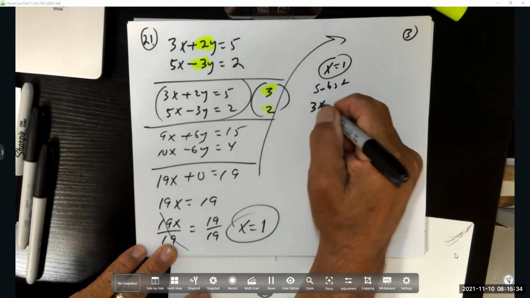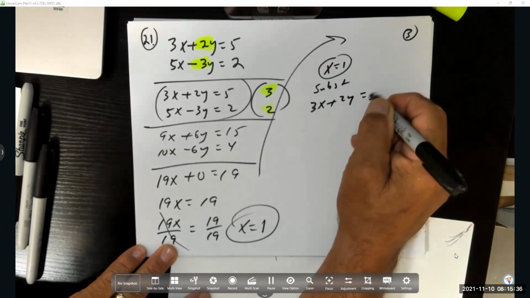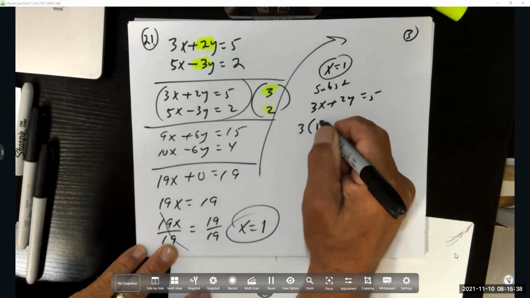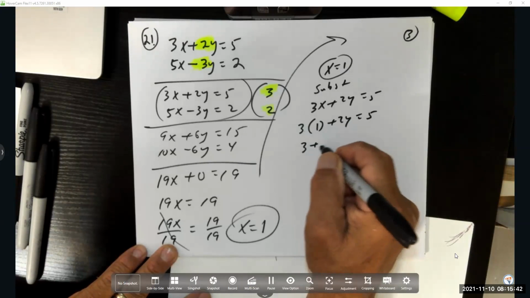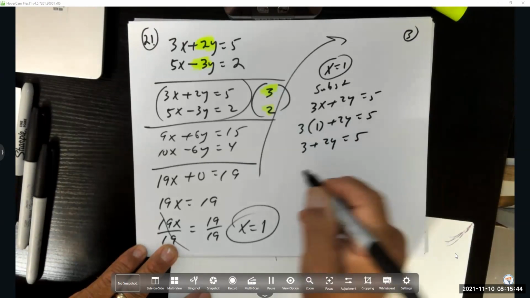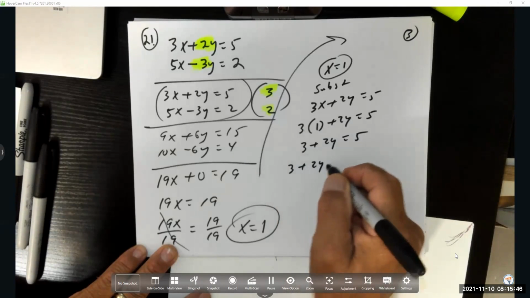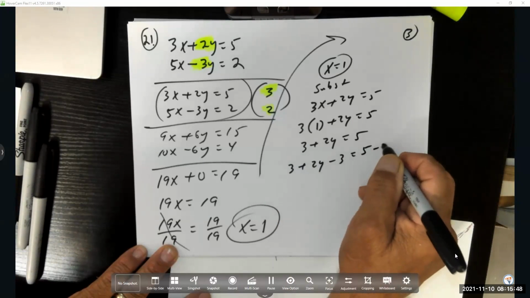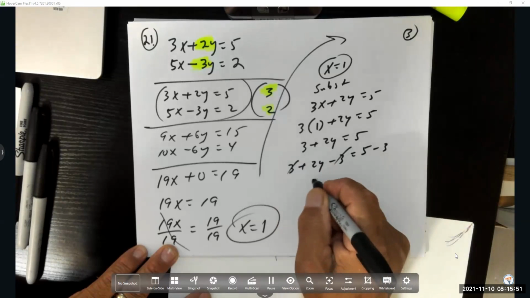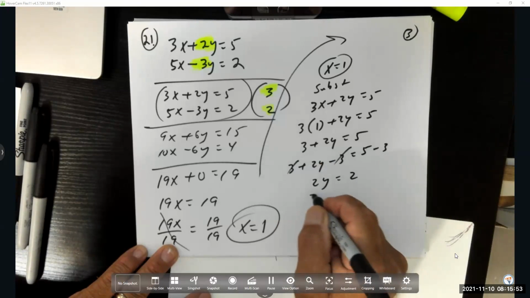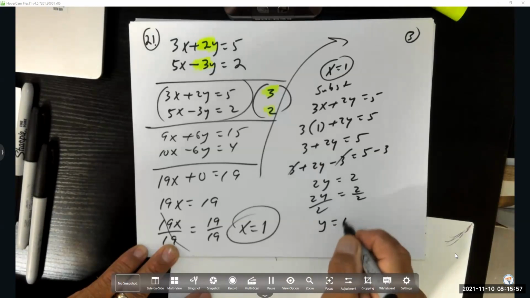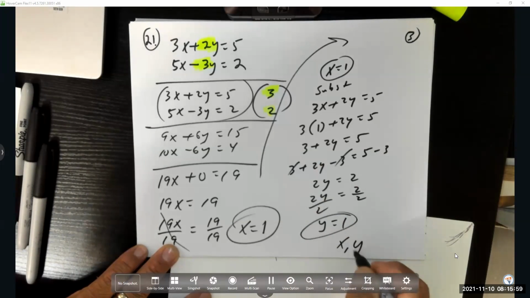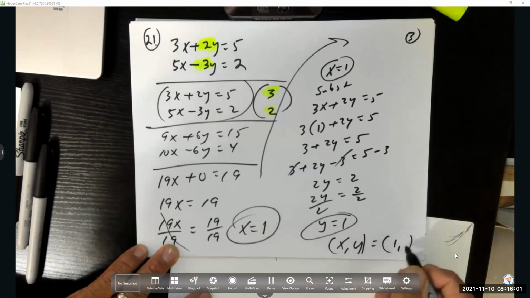So 3x plus 2y is 5. So 3 times 1 plus 2y equals 5. So 3 plus 2y equals 5. 3 plus 2y minus 3 and 5 minus 3. These are gone. So 2y equals 2. Divided by 2, divided by 2. So y equals 1. So x and y is 1 and 1.